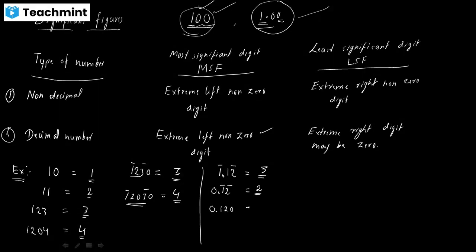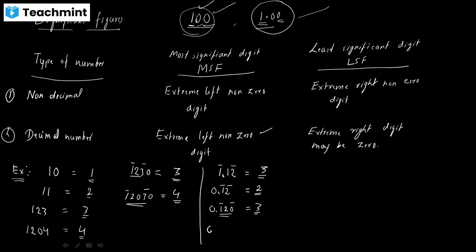Like that, now let us go for 0.120. Now which one is the extreme left non-zero digit? That is 1. Extreme right digit may be 0. Which one is that? 0. So the total number of significant figures in this one is? 3. Yes, 3.